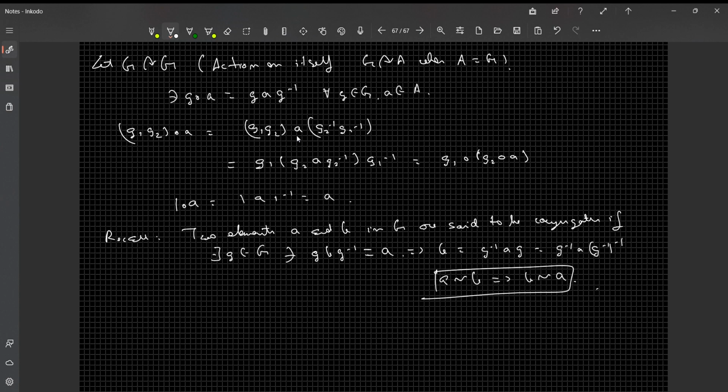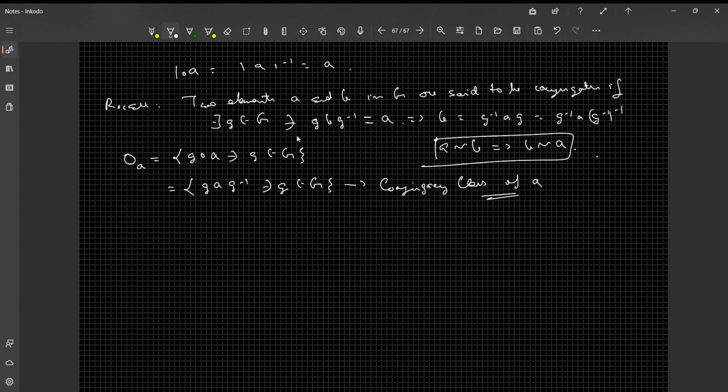Now if you recall how the orbit of A is defined, right? So the orbit of an element A was defined as the set of elements gAg⁻¹ such that g is in capital G. So this orbit we call the conjugacy class of A. Clear?